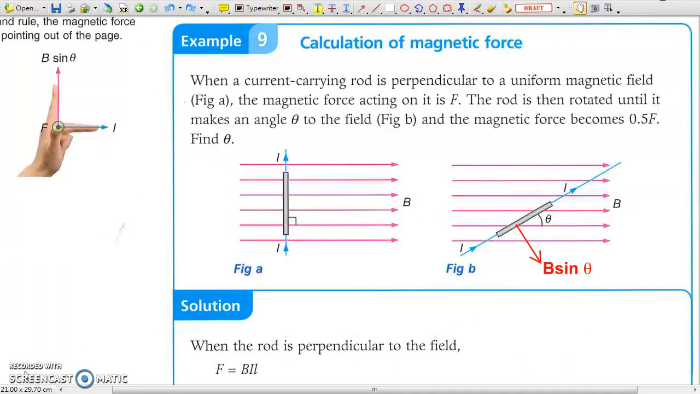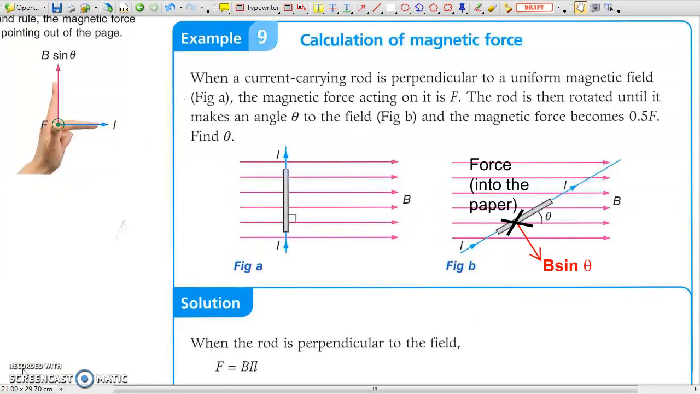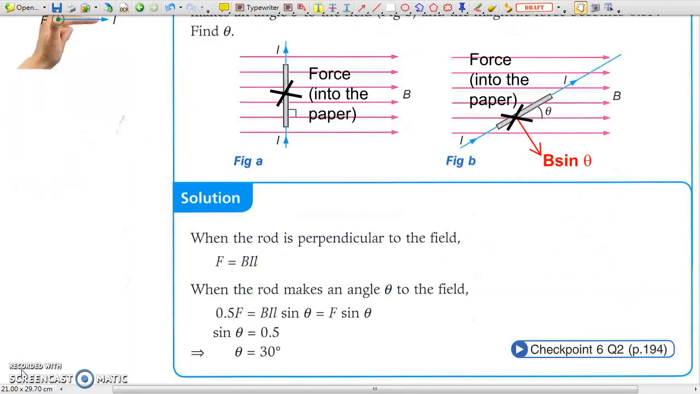Example 9. Calculation of the magnetic force. The famous left-hand rule helps you to find the induced magnetic force direction, which points into the paper in both cases. You may draw crosses to represent the forces which point into the paper. For magnitude, apply F equals IBL. For the case on the right, apply F equals IBL sine theta, where theta is the angle between the current and the magnetic field.